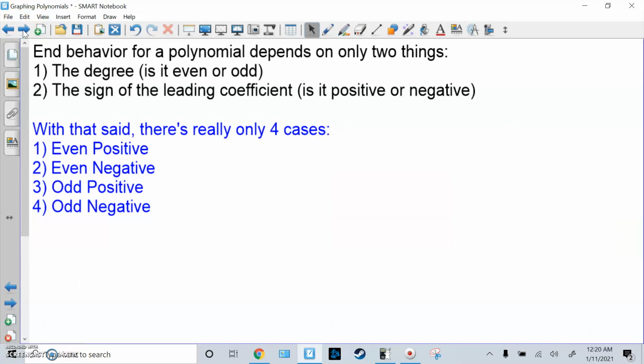End behavior for a polynomial depends on only two things. One is the degree, is it even or odd? And two is the sign of the leading coefficient, is it positive or negative? So using those two things, there's only four total cases: even degree positive, even degree negative, odd degree positive, odd degree negative.